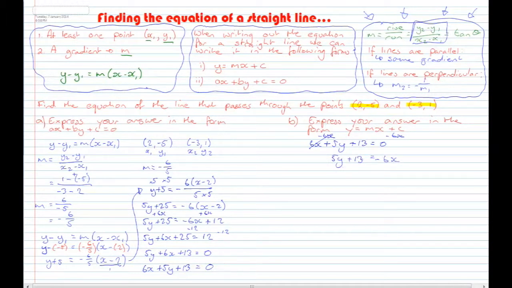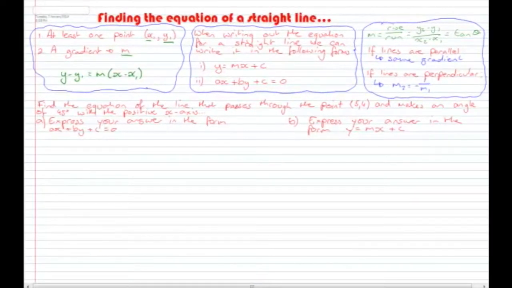Let's now move the 13 over, subtract 13 from both sides. These 13s cancel out, leaving us with 5y equals negative 6x minus 13. Divide everything by 5 now. Therefore these 5s cancel out, leaving us with y equals negative 6 over 5 x minus 13 over 5. And that there is your answer in the y equals mx plus c form.